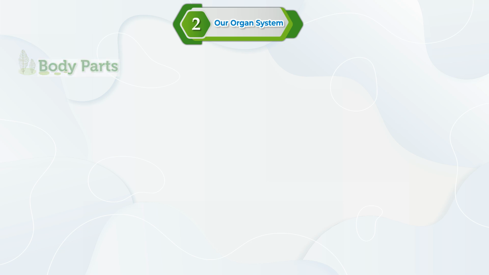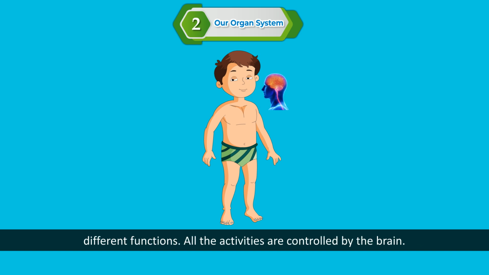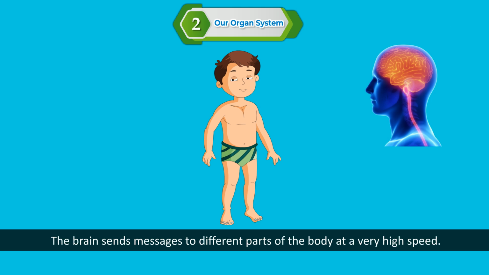Body parts. Our body is an amazing machine. It is made up of many parts which perform different functions. All the activities are controlled by the brain. The brain sends messages to different parts of the body at a very high speed.